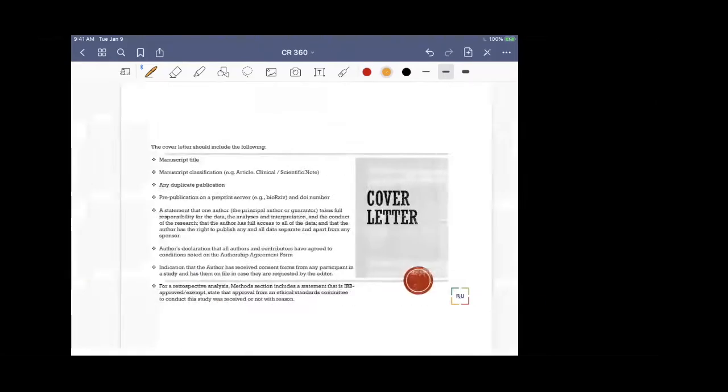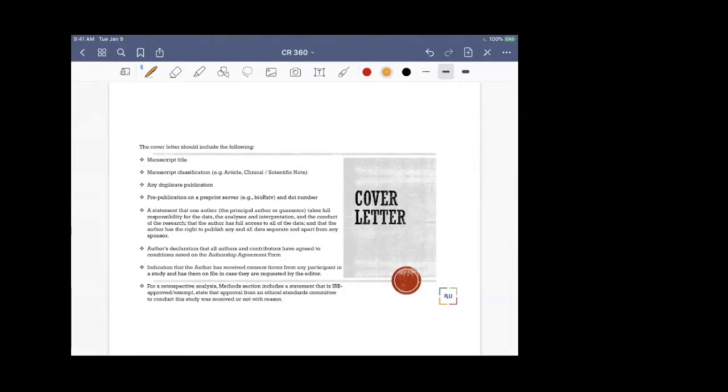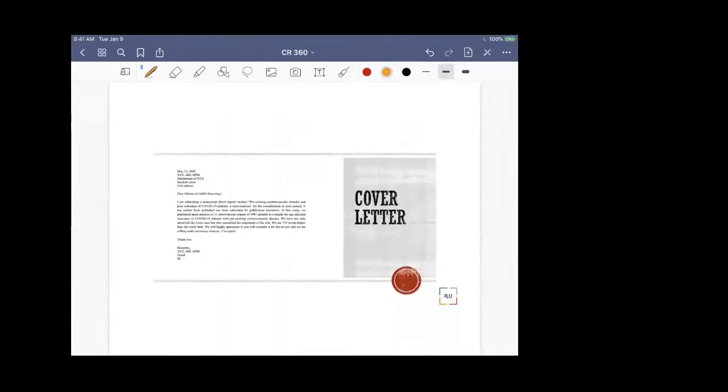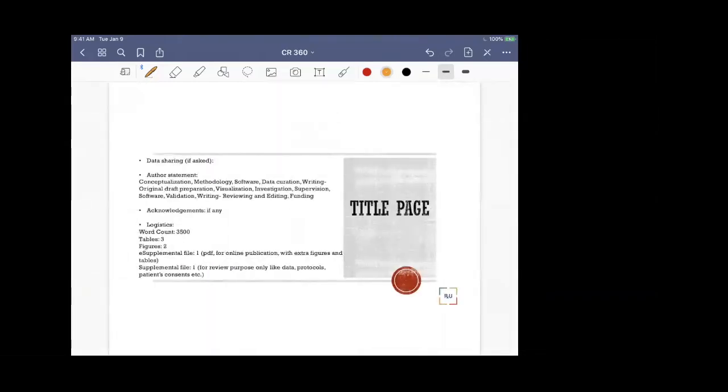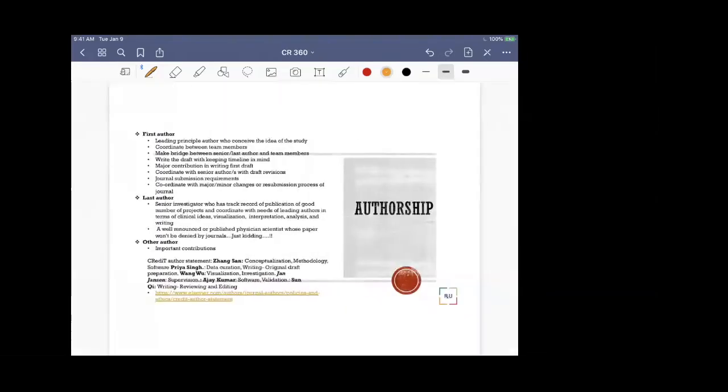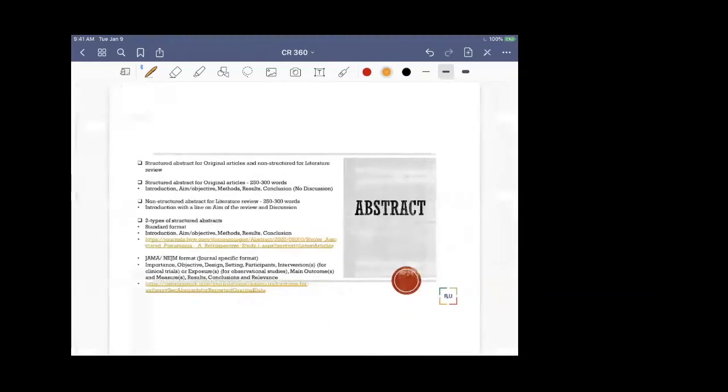As you remember, last time we had the cover letter. If someone is new here, we will share the link with you so that you can go and watch those videos too. We covered how a cover letter should look and what the contents of the cover letter are. Similarly, the title page: how it should look and what bullet points you need to cover. And finally, if I'm not wrong, we covered the authorship criteria and how an abstract looks.